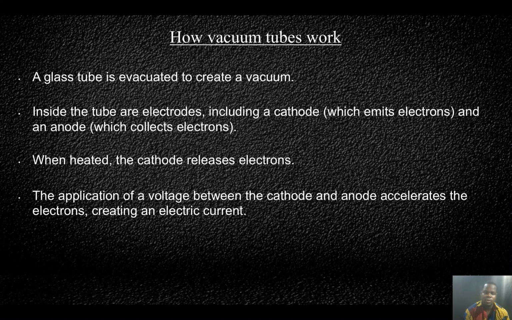The glass tube that we are seeing over there is the one that will be evacuated to create the vacuum, creating some space over there. And then inside the tube are some electrodes, including the cathode, which is going to emit the electrons, and an anode, which collects electrons. When those things are heated, the cathode releases some electrons, and that is what is going to help us to get our voltage or our current. So the application of the voltage between the cathode and the anode accelerates the electrons, and then they create the electric current. So we see how vacuum tubes work very well.